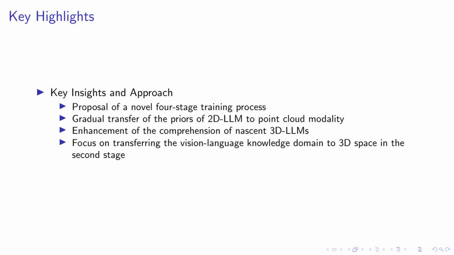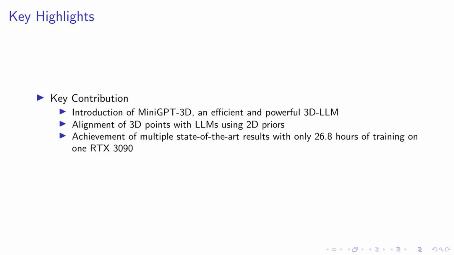The second stage is dedicated to transferring the vision language knowledge domain to 3D space. We fine-tune 4 parts: the point cloud projection layer, the Q-Former, the modality projector, and the LLM. This allows the 2D LLM modules to gain comprehension of 3D point clouds. In this slide, we're highlighting the key contributions of our work.